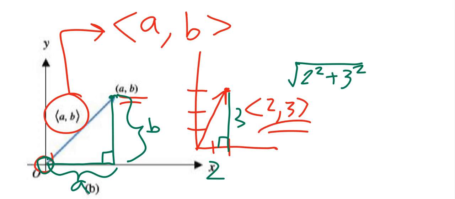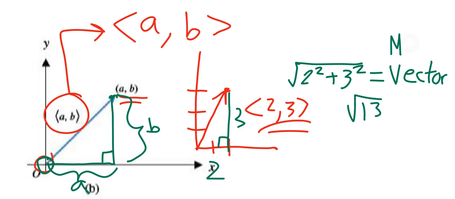The length of the hypotenuse, that's the length of that vector. So the length of the vector is called, what'd you say it was? Square root 13. Okay, folks, you just found what's called the magnitude of the vector.